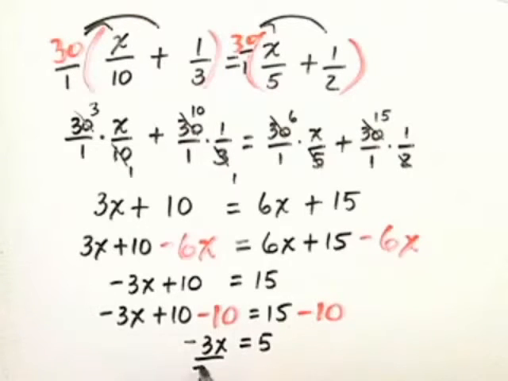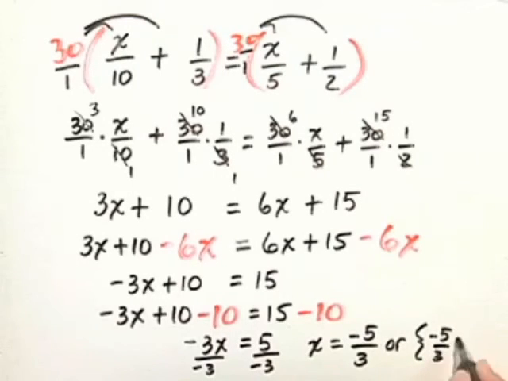Let's divide both sides of this equation by the coefficient of x, negative 3, and we can write our answer x equals, I'll just move that negative sign up to the numerator, it's more standard. x equals negative 5/3, or we can write the solution set as negative 5/3.